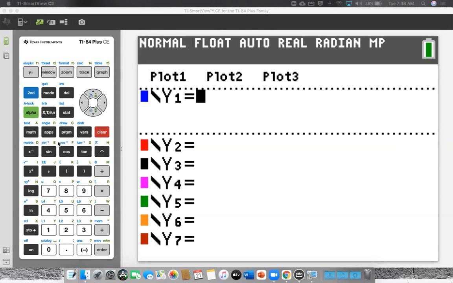If you want to cube something on your calculator, use this little caret underneath the clear button. That'll raise it to a power. It's the same thing as raising to a power.